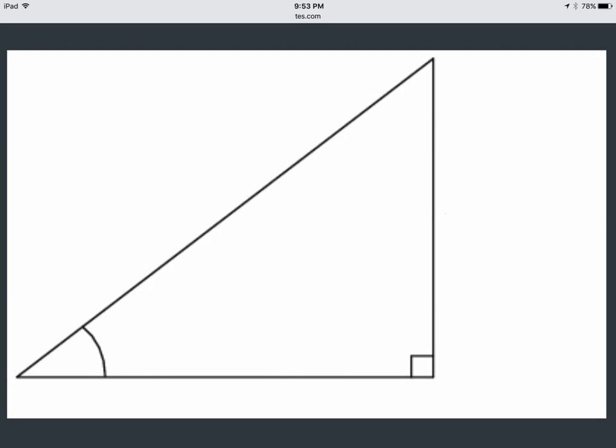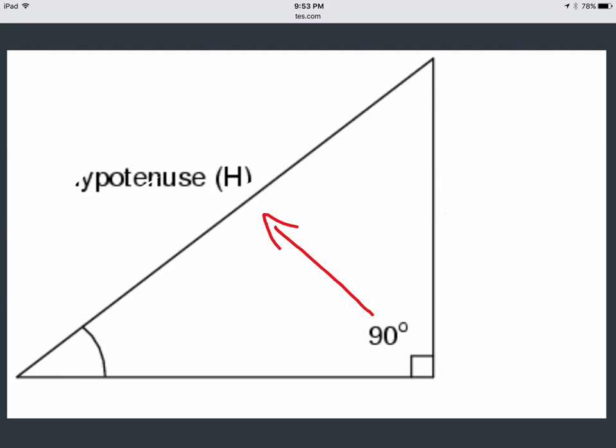First you got to identify which corner is the 90-degree angle, because the basic trigonometry that we're going to be doing you only do with a right-angled triangle. And we can see here that this corner here is the right-angled corner. And so that allows us to be able to identify the hypotenuse, which is opposite to the right angle, and we're going to call that H.